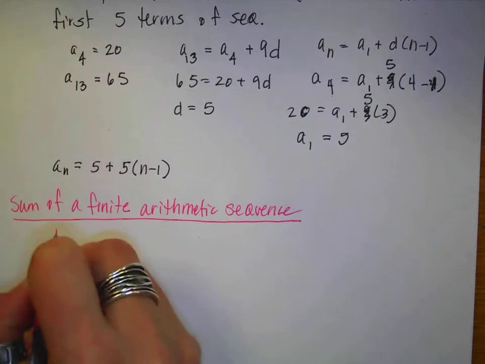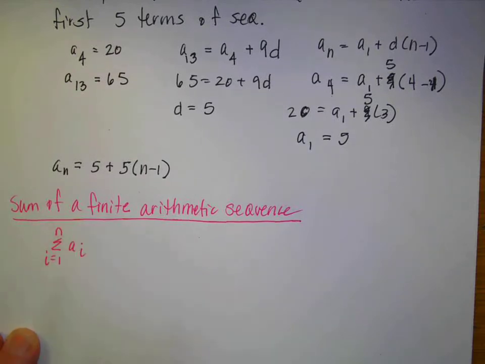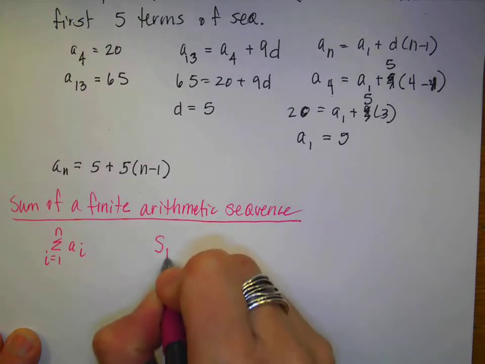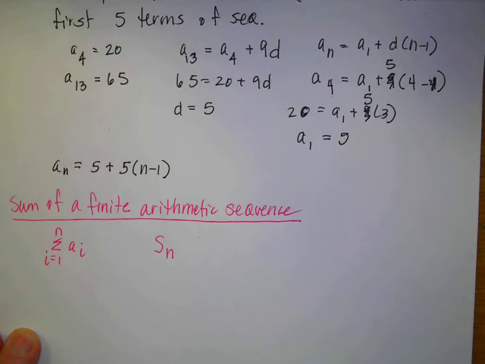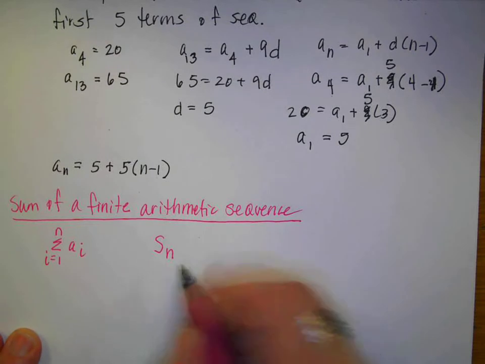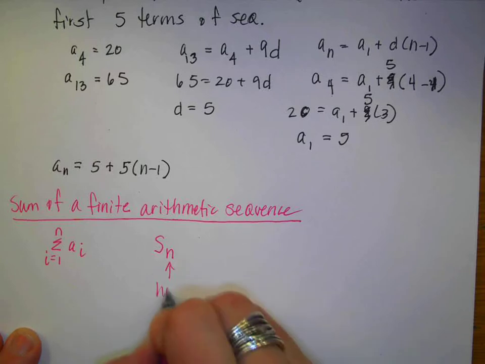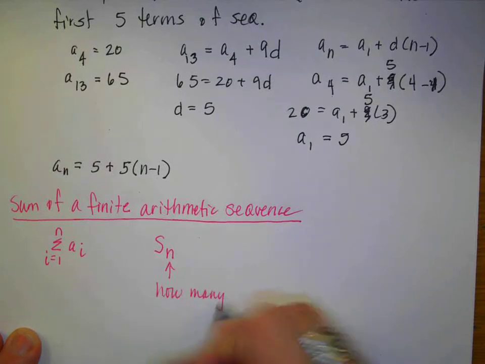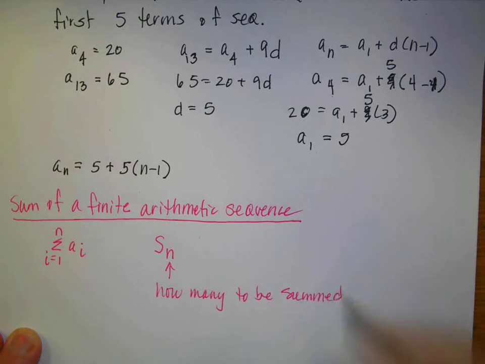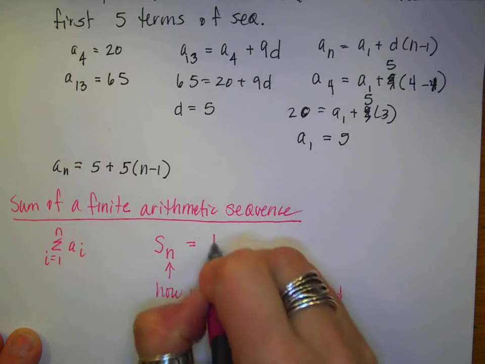So the notation would look like I'm going to sum from i equals 1 to n, and then I would have some rule and then I would do a summation. Well, I don't have to do the summation because I have a handy-dandy formula that says the sum of a specific number of terms. This is where the n gets a little bit crazy. This is saying how many to be summed.